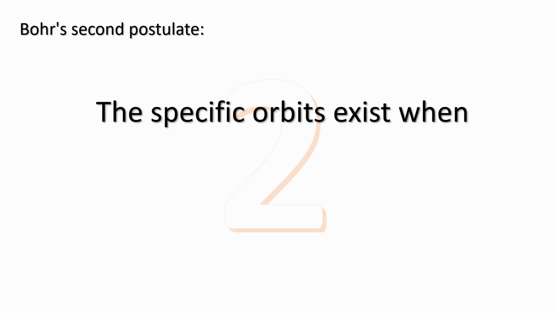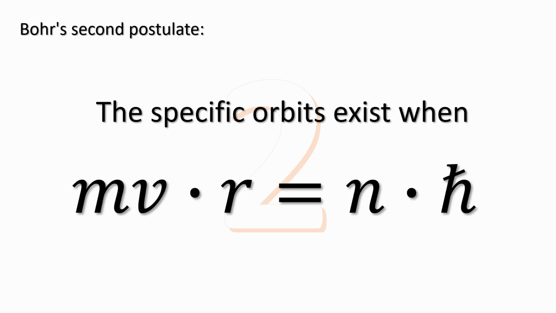However, Bohr's second postulate aimed to demonstrate that certain orbits deviate from the rules of electrodynamics. It states that specific orbits exist when the angular momentum of an electron circling the nucleus is equal to an integer multiple of the reduced Planck's constant.